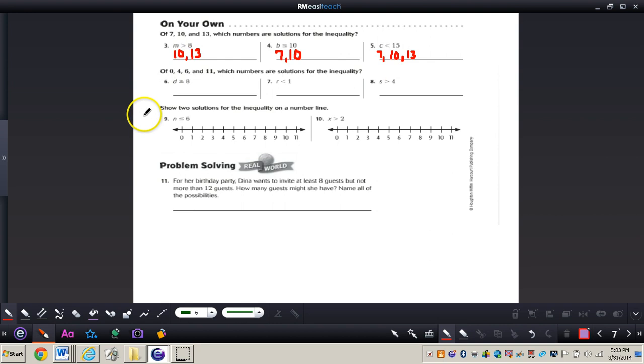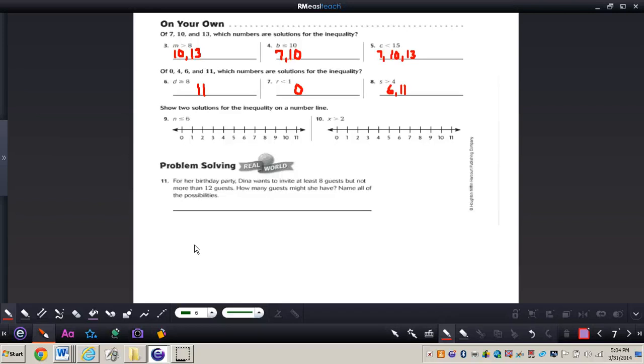Okay, what I want you to do, numbers 5 through 8 all by yourself, and it's asking you of 0, 4, 6, and 11, which numbers are solutions for the inequality? So do numbers 6 through 8 using those 4 numbers, and when you press play, I will have the answers for you. So pause the video now.